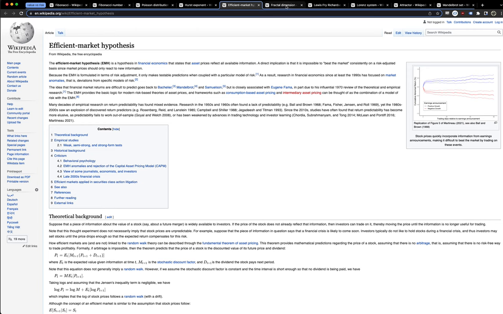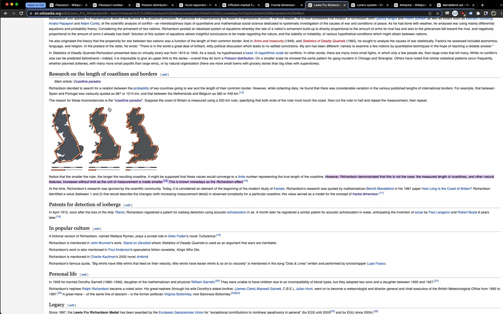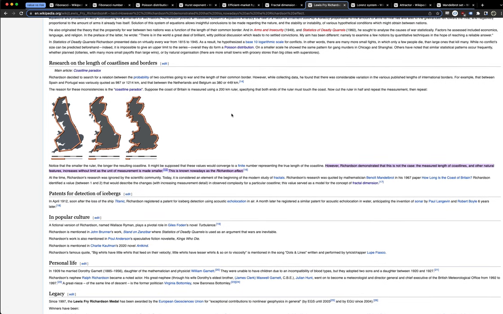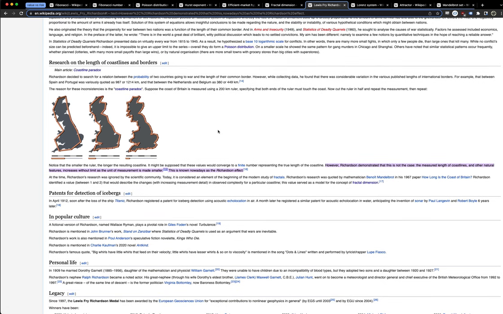So this would be the length of a border versus the number of conflicts that arise on that border. But one of the things he noticed was that the Spanish and the Portuguese were defining that border differently, which is kind of fascinating because it's just based on how they measured it.